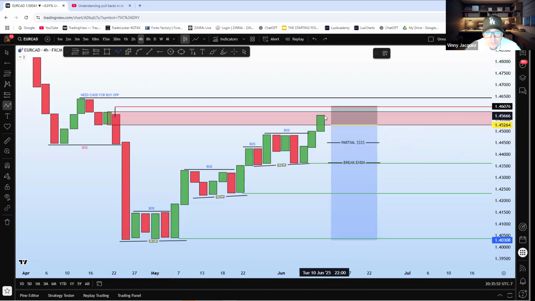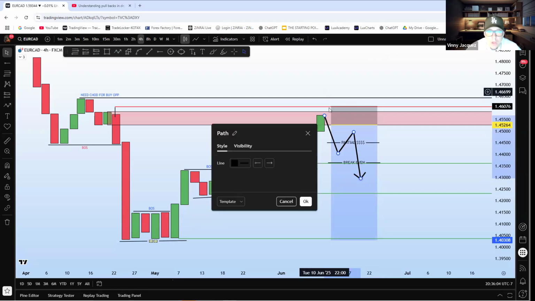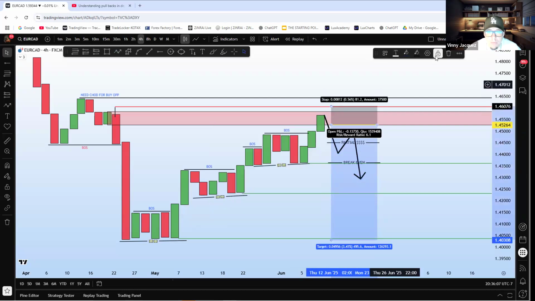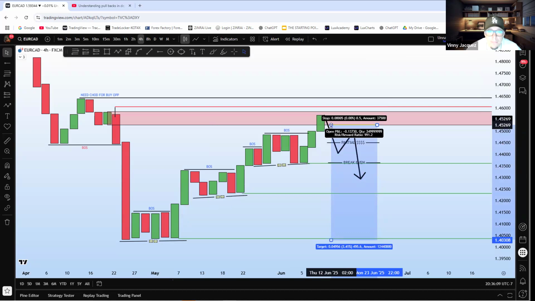So let's go ahead. Market hits your partial area. You better take partials. Market hits your break even area, and we also hit a take profit. So let's go. That's good. We can take some profit off the playing field, and we move our stop loss to break even.